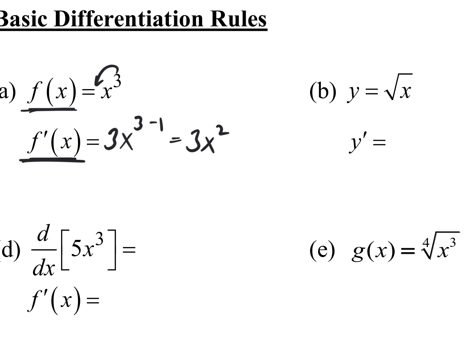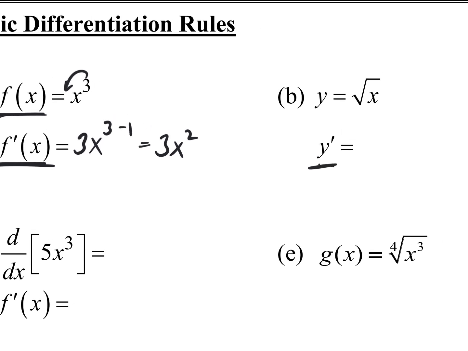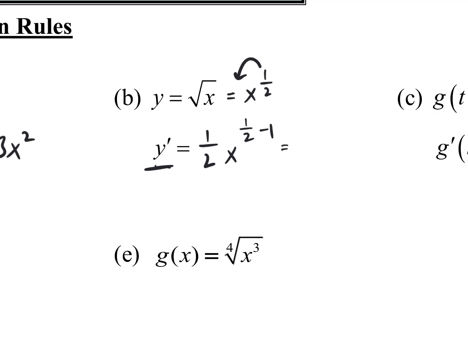Letter B, I have y equals the square root of x, so in my answer I'm going to have y prime. If I rewrote the square root of x, could I rewrite this as x to the 1/2 power? Yes? Okay, so this 1/2 comes down in front. I have 1/2 times x to the 1/2 minus 1 power. Well, what is 1/2 minus 1? Negative 1/2, so this becomes 1/2 x to the negative 1/2 power.